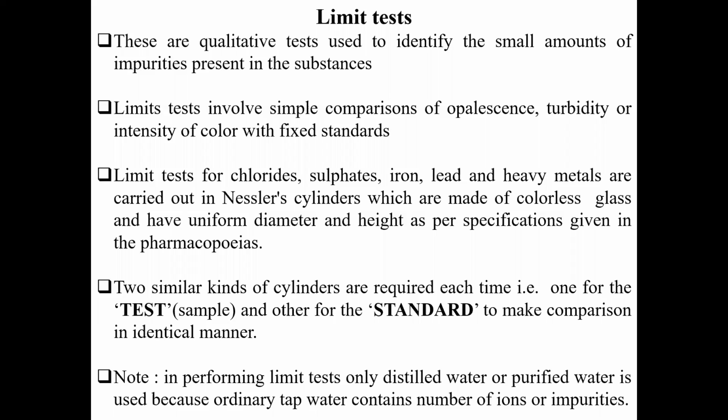Limit tests for chlorides, sulfates, iron, lead and heavy metals are carried out in Nessler cylinders, which are made up of colorless glass and have uniform diameter and height as per specifications given in the pharmacopoeia. So limit tests are done only in Nessler cylinders, made of colorless glass with uniform diameter and height according to the IP, that is Indian Pharmacopoeia.